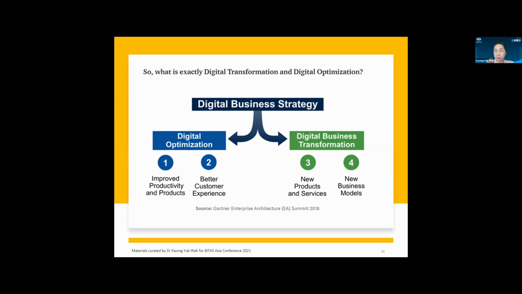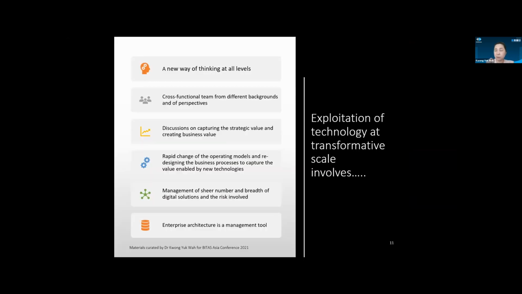It involves a lot of business process streamlining and re-engineering. But most importantly, if the enterprises want to go on to business transformation, they need to invent new products and services. They may even need to look into a new business model. Now, for any technology exploitation at the large scale, and I call it transformative scale, it involves a lot of areas, right?